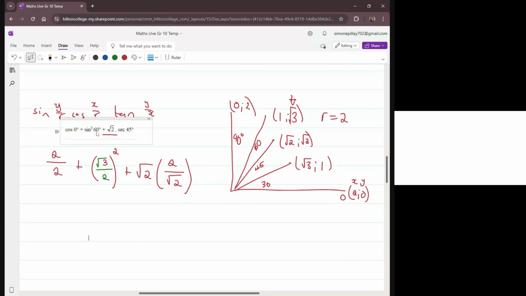For sine squared 60, it is just my ratio squared. So I'm still substituting in Y over R for my 60 degree line, but I'm squaring it. And for sec 45, remember sec is the opposite of cos, so I substituted in R over X for my 45 degree line. I hope that helped you a little. But again, go back and watch the recording.